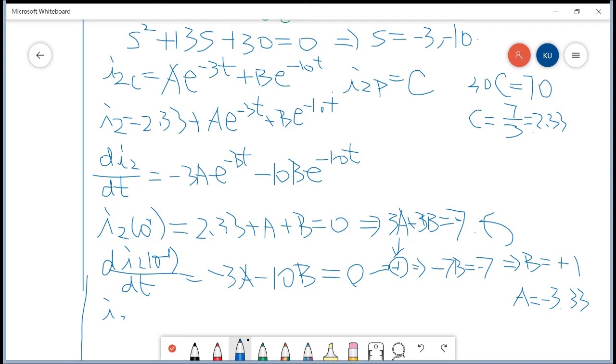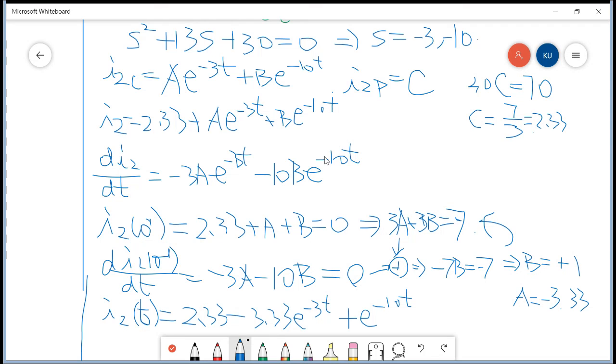So I2(t) would be 2.33 plus minus 3.33 exponential to minus 3t plus exponential to minus 10t.